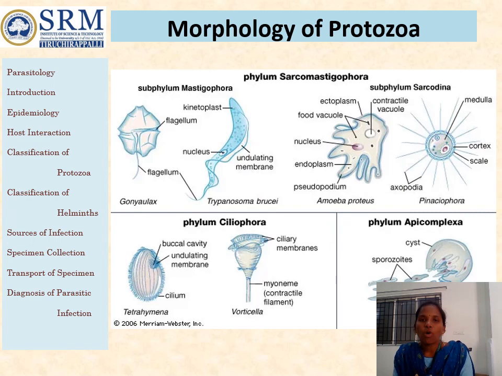And then coming to the morphology of protozoa. For the morphology of protozoa, we already discussed flagellated, ciliary movement, and pseudopodia movement. So these slides mainly focus on the morphology of protozoa: the structure of Sarcomastigophora, Ciliophora, and Apicomplexa.